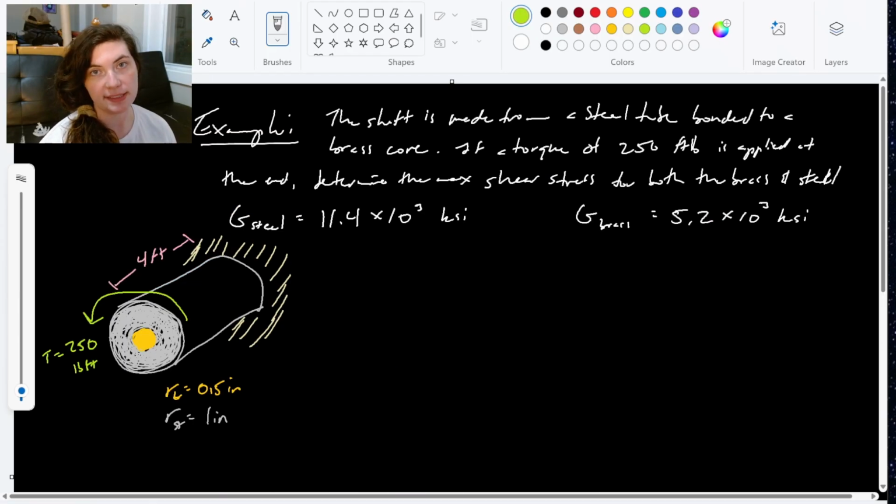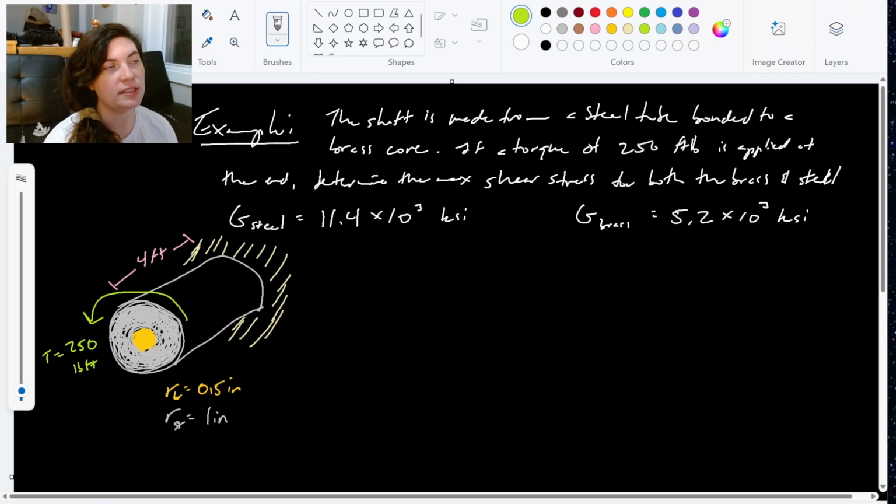So for our last example here, we have a shaft made from a steel tube bonded to a brass core. If the torque of 250 foot-pounds is applied at the end, determine the max shear stress for both the brass and the steel. Right, so you have the brass in the center there, the steel outer, we've got this torque applied, and we want to find out the maximum shear stress for each of them.